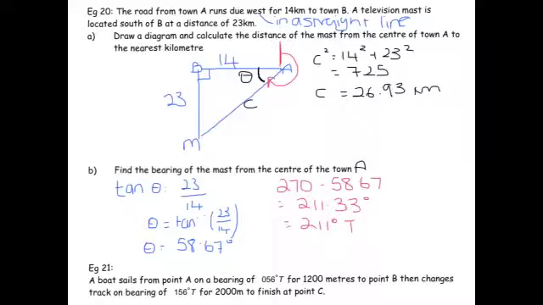Other ways you could do it would be to go, well, that's 180, this angle here would be 90 minus 58.67, and then add that on to 180.